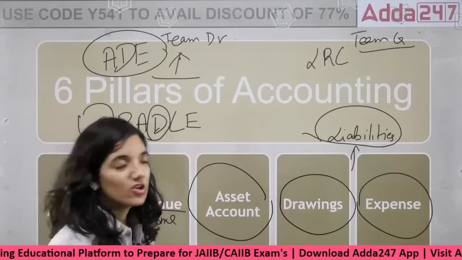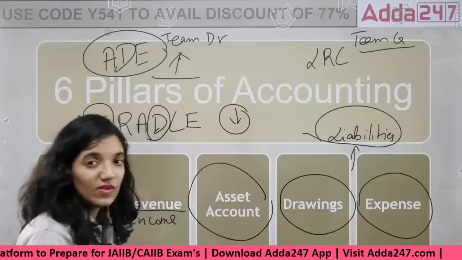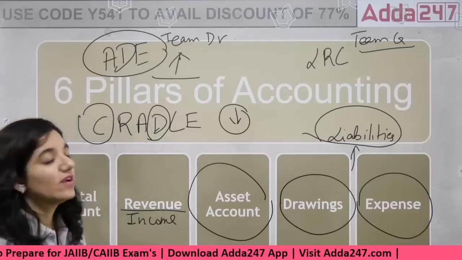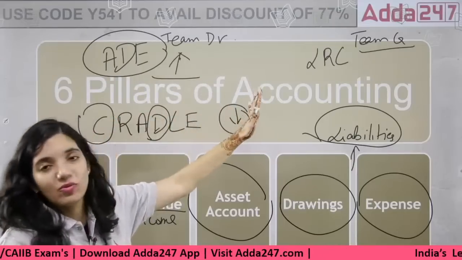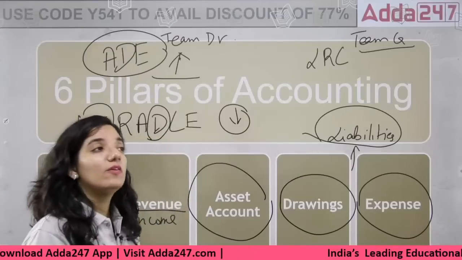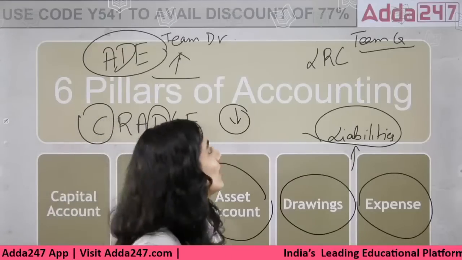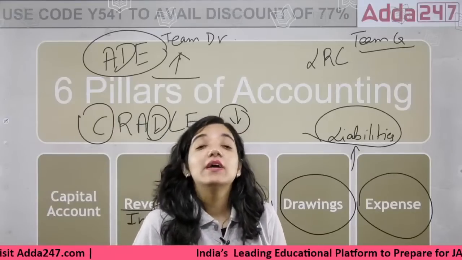What if we are losing any of these things? We call it credit, right? So if the amount is going down, then we'll credit it. While liabilities, when liabilities increase, it's shown on the credit side. When we have income increasing, shown on the credit side. When we have capital increasing, we show it on the credit side.